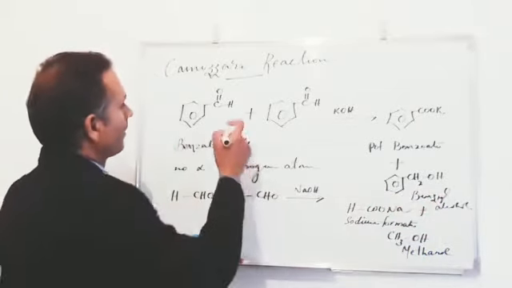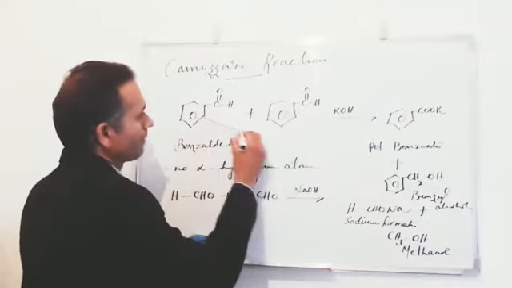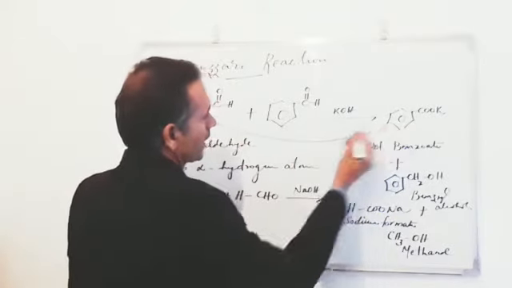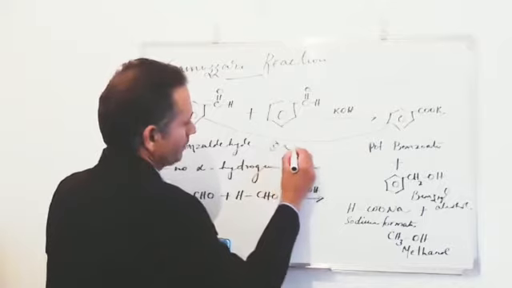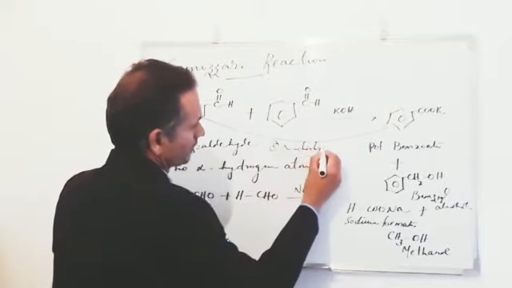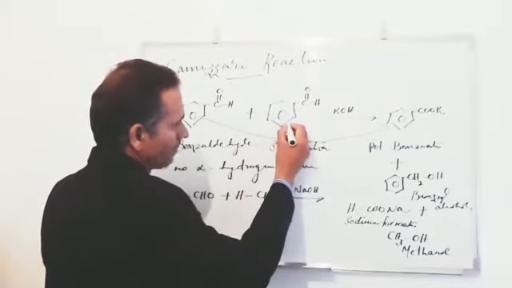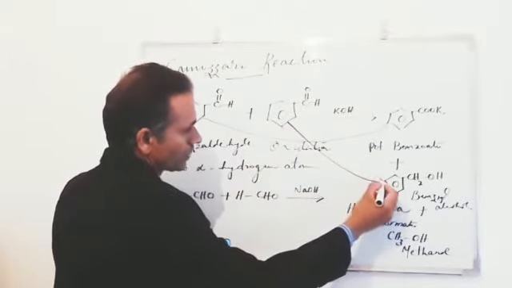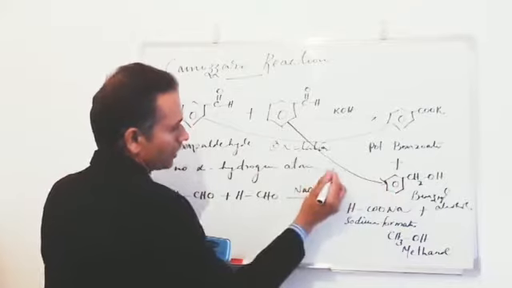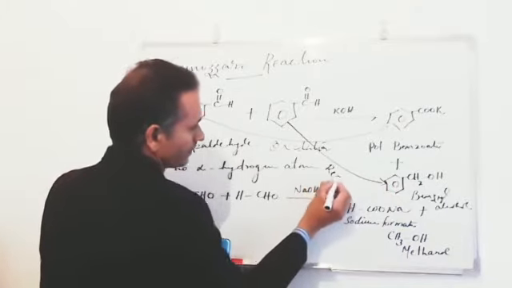So, this step is oxidation. And in this step, benzaldehyde is reduced into benzyl alcohol. This step is reduction.